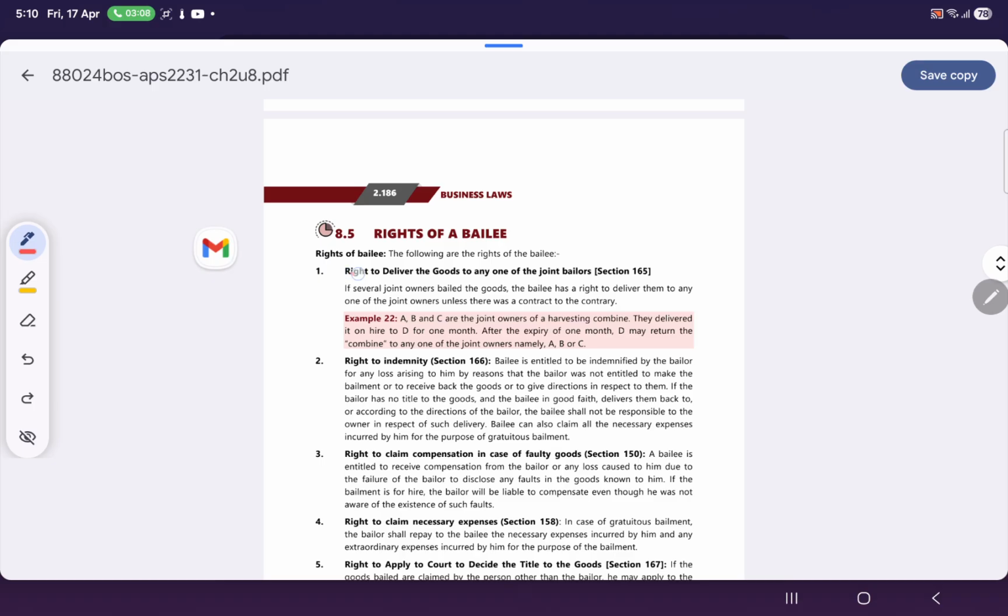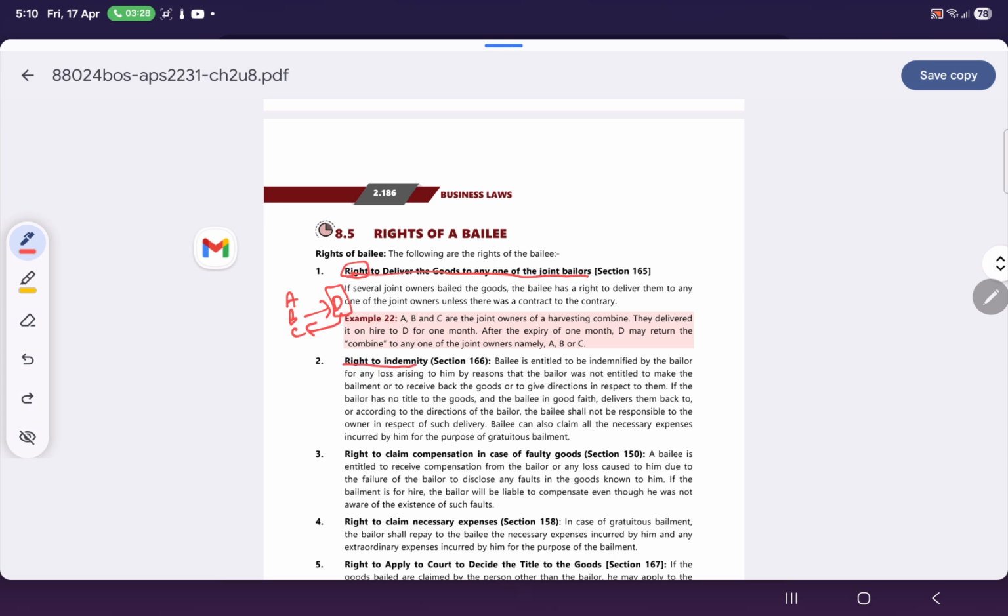Right to deliver the goods to any one of the joint bailors. So there can be two or three joint bailors who are giving goods to a particular bailee. So what is the bailee supposed to do? Return the goods after the work is performed to any one of the joint bailors. So this is a right of the bailee.